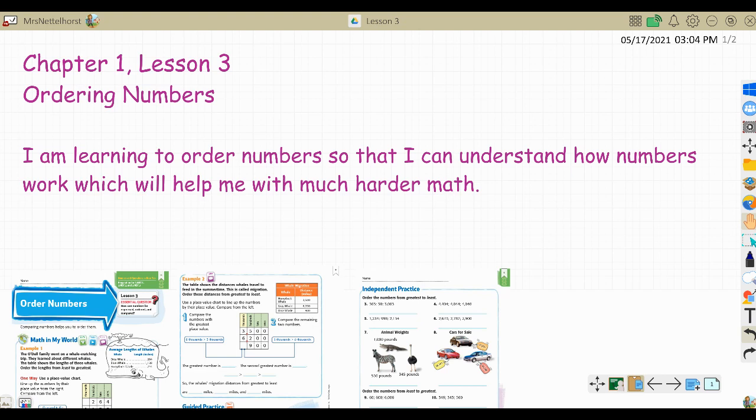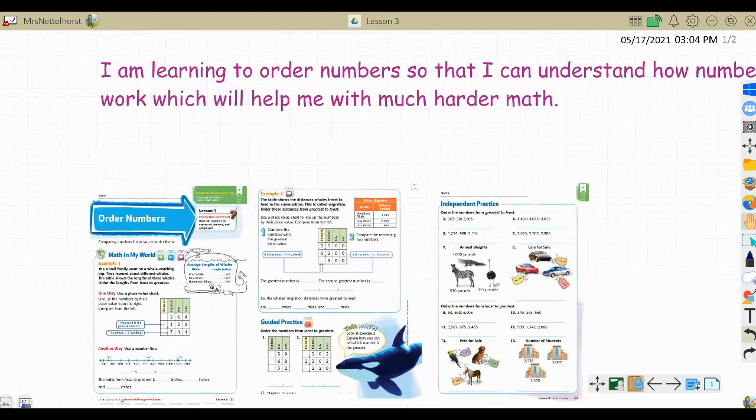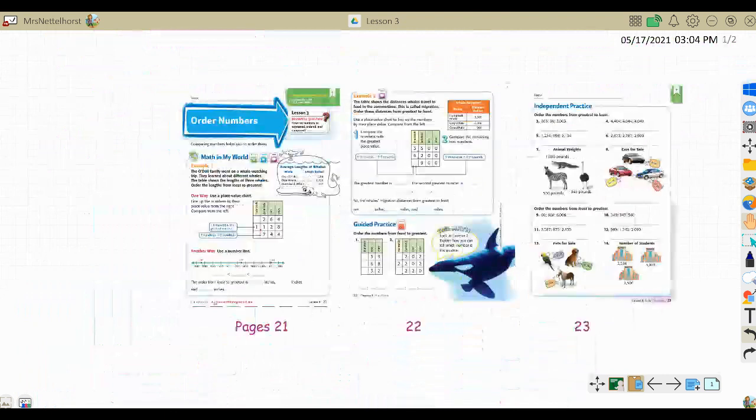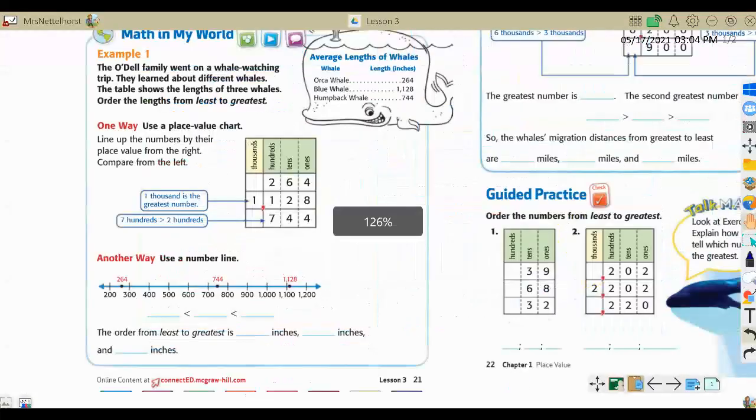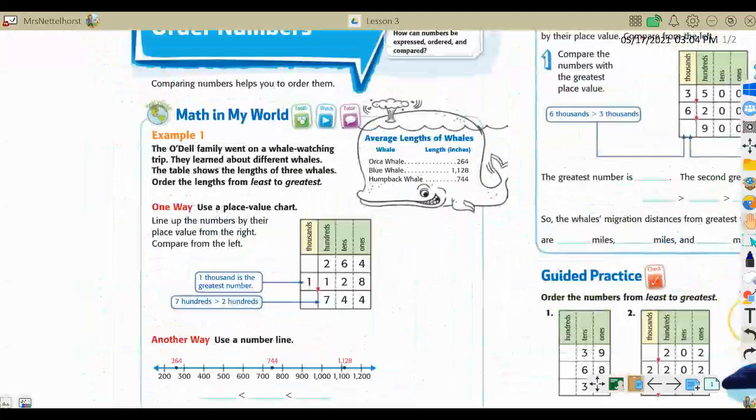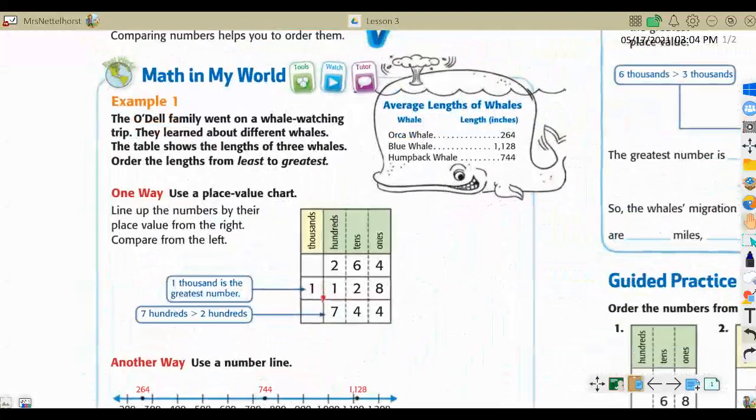I am learning to order numbers so that I can understand how numbers work, which will help me with much harder math. So knowing how to analyze numbers and put them in order and those kinds of things will help you when you're doing much harder math later on. So let's talk about ordering numbers. Comparing numbers will help you put them in order.